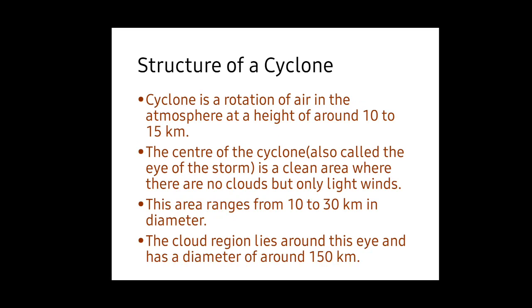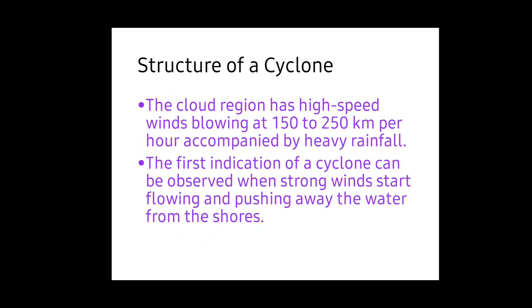Cyclone is a rotation of air in the atmosphere at a height of around 10 to 15 km. The center of the cyclone is also called the eye of the storm. It is a clear area where there are no clouds but only light winds. This center part, the eye of the cyclone, ranges from 10 to 30 kilometers in diameter. The cloud region lies around this eye and has a diameter of around 150 kilometers.